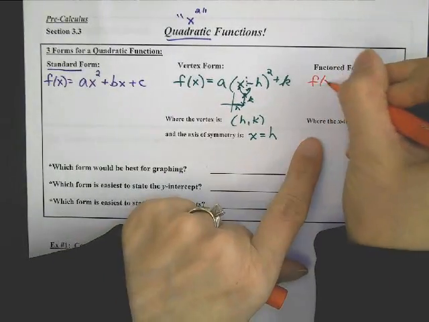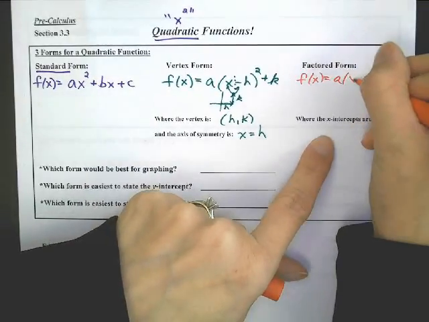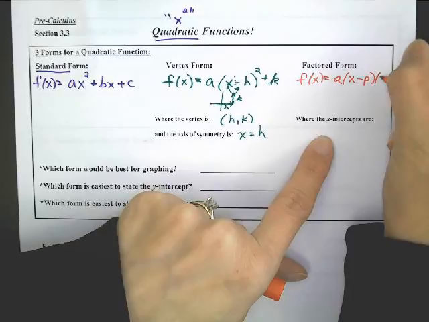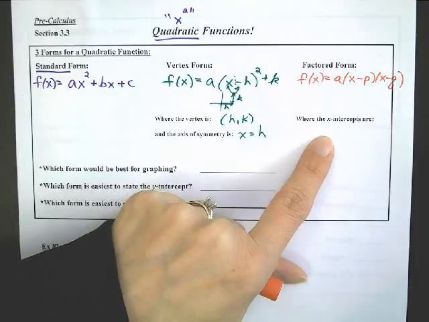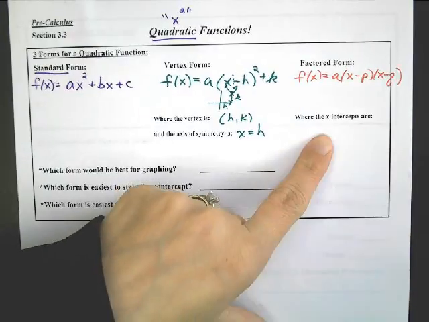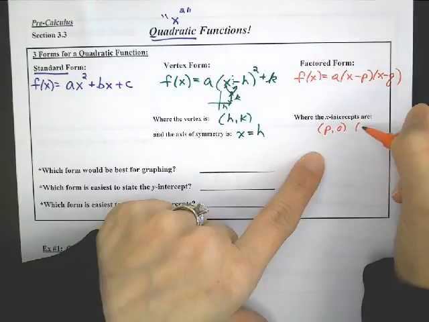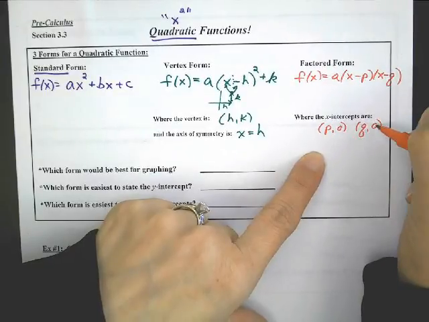Factored form: f of x equals a, the a factored out, and then x minus p and x minus q. When it's in factored form, the x-intercepts are very easy to state. One of the x-intercepts is p comma 0, and the other one is q comma 0.